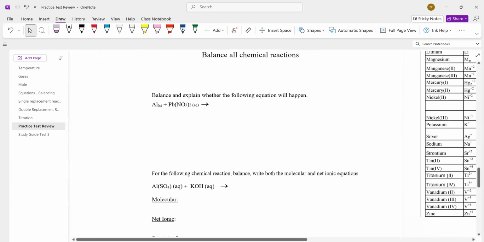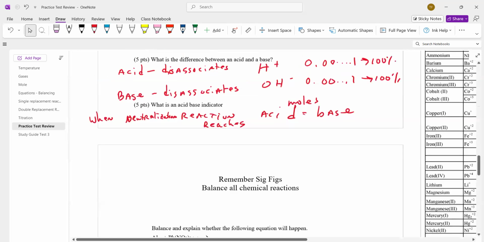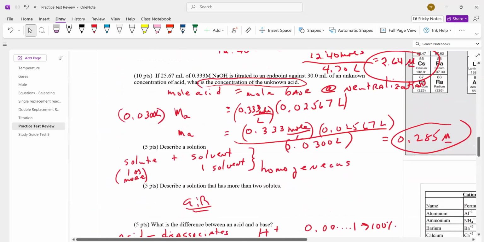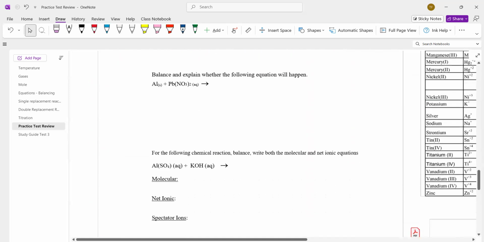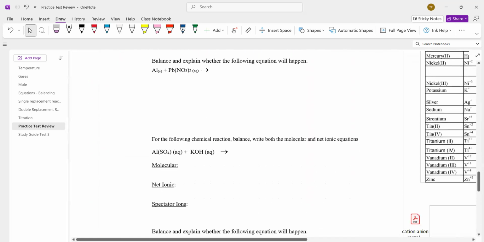Okay, balance and explain. Are there any questions about solution calculations or anything? Okay, all right. Balance and explain whether the following equation will happen. Is this a single or double replacement reaction? Single, because there's a metal there. If there's no metal, it's a double replacement.